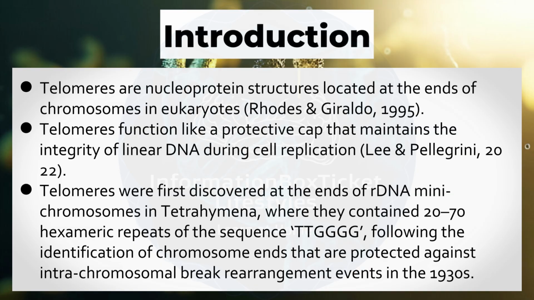Telomeres were first discovered at the ends of ribosomal DNA mini-chromosomes in Tetrahymena, where they contained 20 to 70 hexameric repeats of the sequence 5'-TTGGGG-3', following the identification of chromosome ends that are protected against intrachromosomal break rearrangement events in the 1930s.